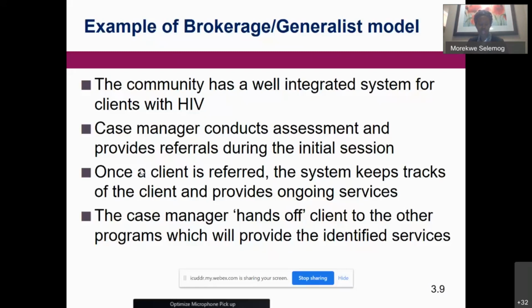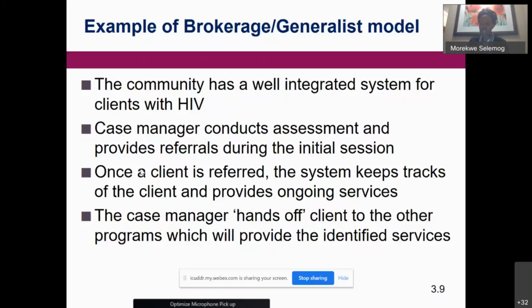So you see here, the emphasis is also in terms of having an integrated system. The system keeps track of the client and provides ongoing service. So one of the main highlights of the efficacy of brokerage is having an integrated system in terms of referral. So the case manager hands off the client to other programs which will provide the identified service. So at the core of the brokerage model is the fact that a case manager links the client to the service, and hopefully it's an integrated service provision.